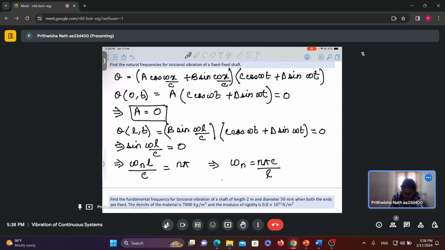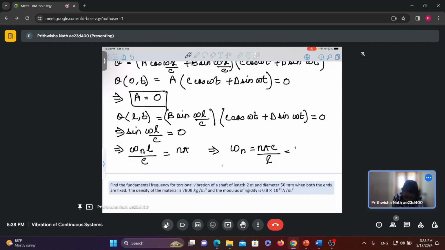Now c is square root of G by rho. Now in place of c I will write this. So finally the expression of omega n becomes this.